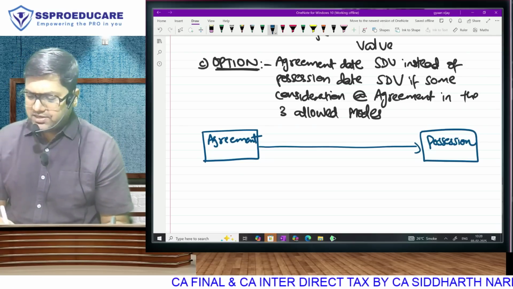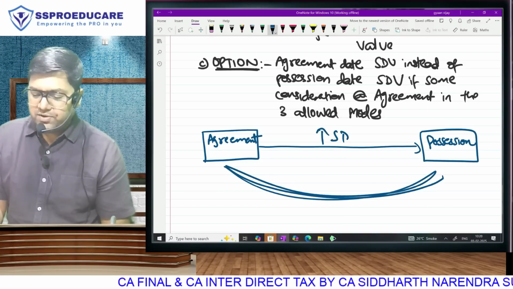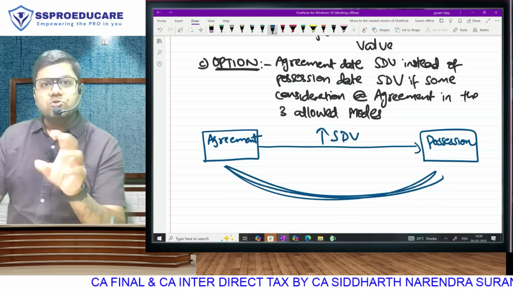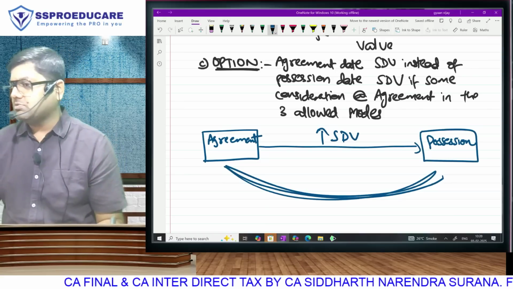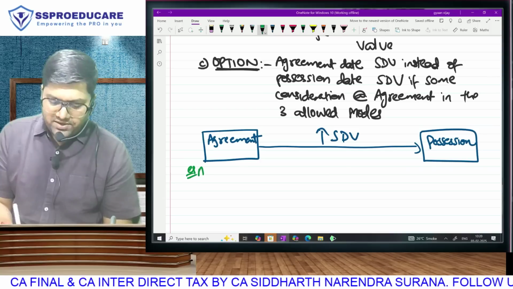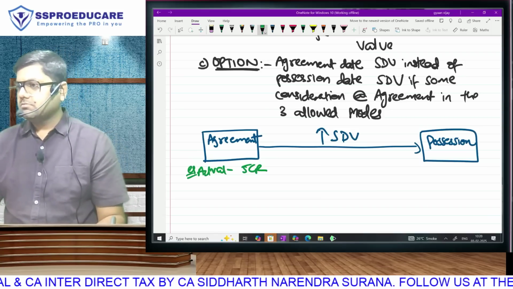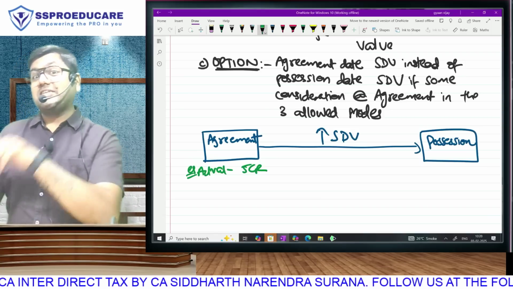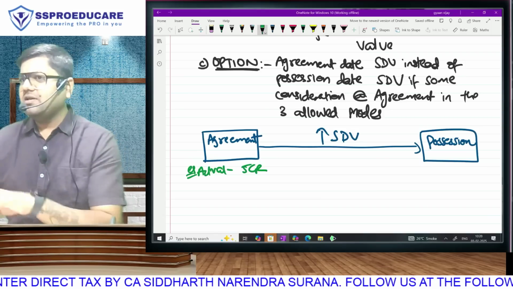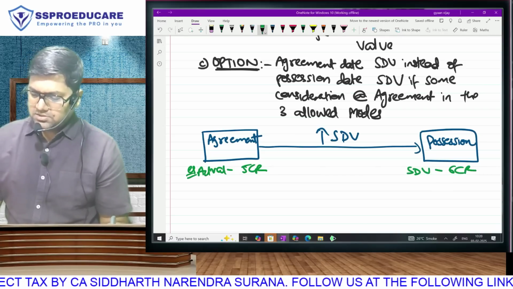And do you realize when it's such a big gap, there is going to be some increase in stamp duty value between the two dates? Because the municipal corporation regularly revises these values. So what happened was, when we did the agreement at 5 crore rupees, the possession was handed over, say, 1 year later, 2 years later. So the stamp duty value here is 6 crore rupees.